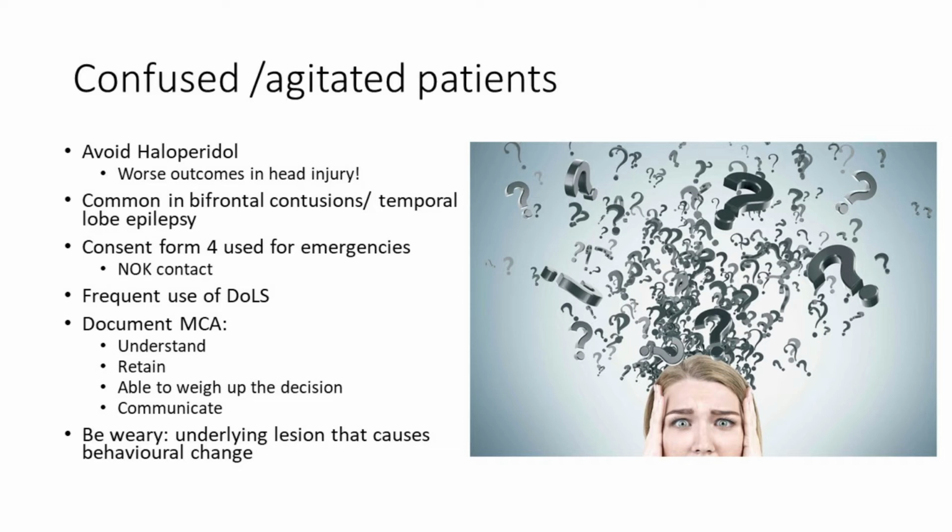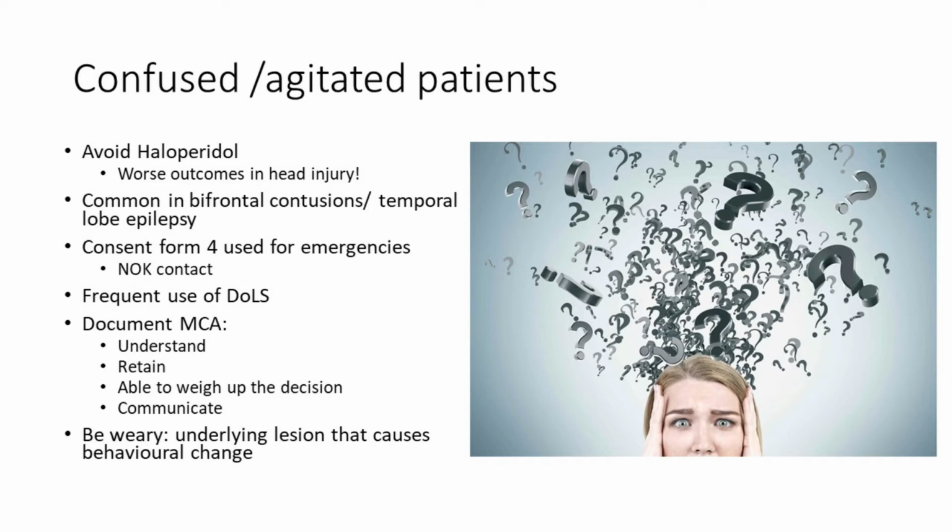If they need an emergency operation, they'll need a consent form 4, and therefore we should be looking to contact the next of kin. We may end up using deprivation of liberty safeguards and applying for those, so it's important to document the mental capacity assessments, where they're able to understand, retain, weigh up and communicate their decisions. You must be able to help them communicate that decision as much as possible, so any dysphasias are particularly pertinent.